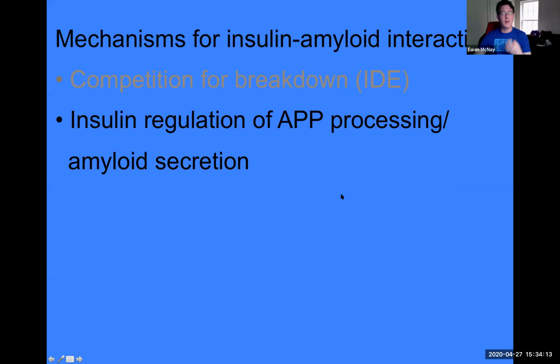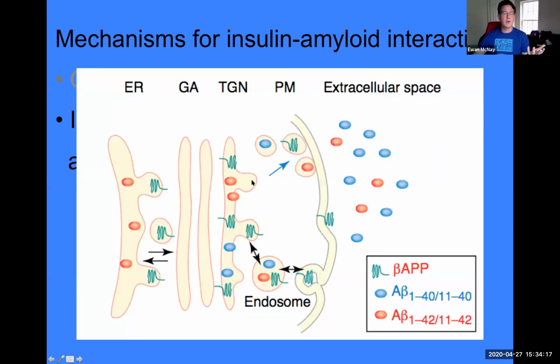There are several other points where insulin and beta amyloid interact. I told you insulin regulates amyloid precursor protein. So normally, this squiggly thing here, this is the amyloid precursor protein, the protein that turns into beta amyloid.